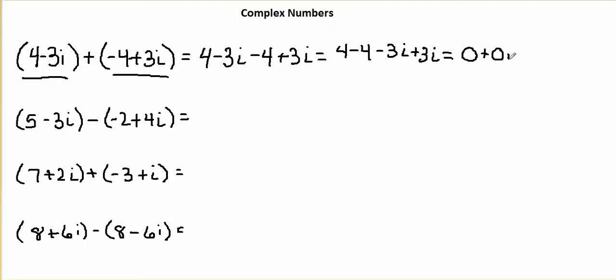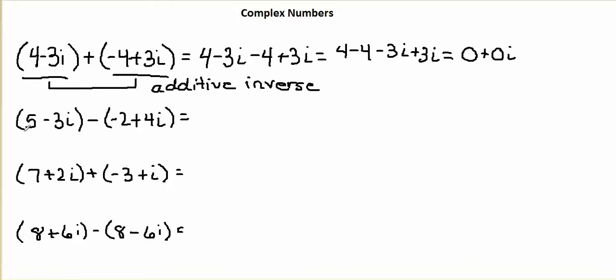And we get a complex number that has no real part and no imaginary part. These numbers here are referred to as additive inverses of each other. Additive inverses, because when we added them, we came up with the number 0.